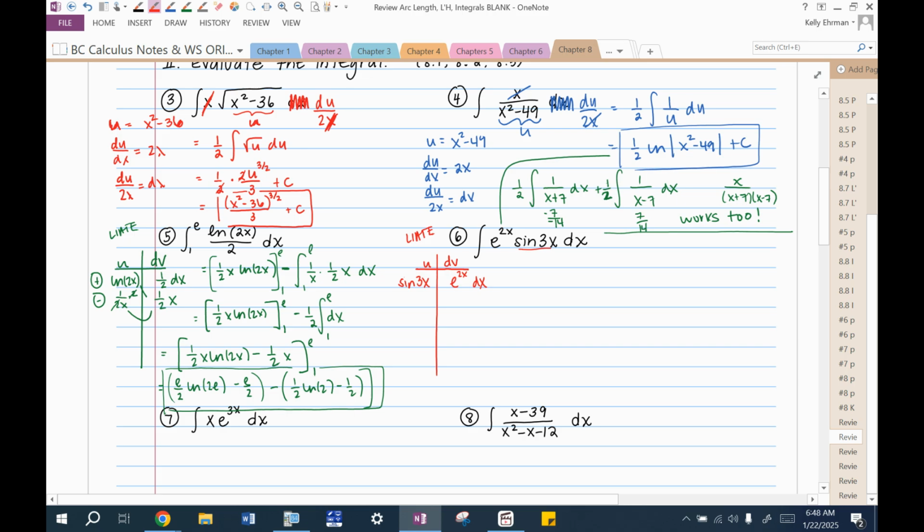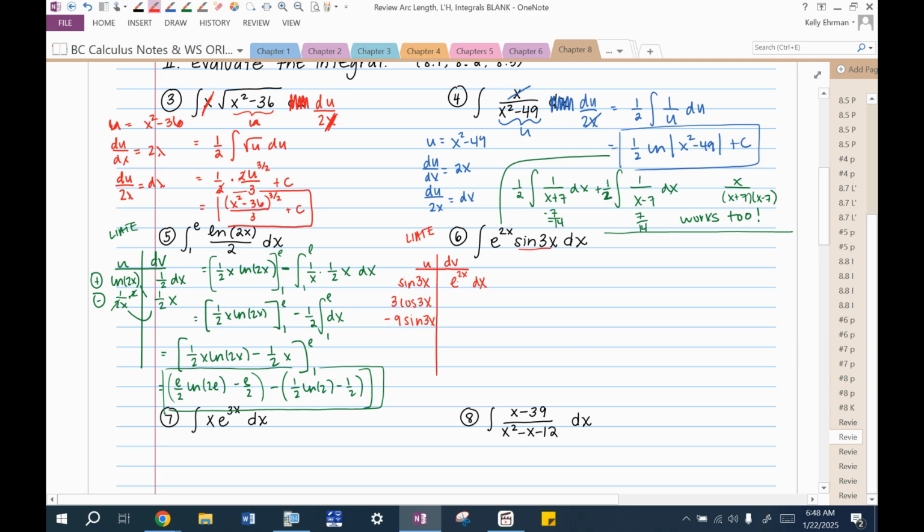So remember, the number of rounds should be 2. We just need to get back to a sine function for derivatives. So if I take the derivative of sine 3x, I get 3 cosine 3x. If I take the derivative of that, I get negative 9 sine 3x. So I'm back to sine, so I'm done.